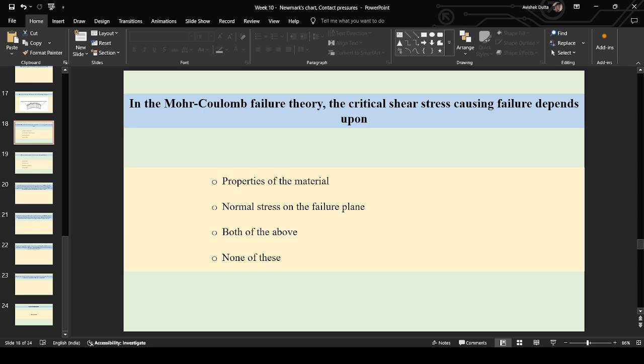I repeat the question. In the Mohr-Coulomb failure theory, the critical shear stress causing failure depends upon properties of the material, normal stress on the failure plane, both of the above, or none of these. Okay. Next question.